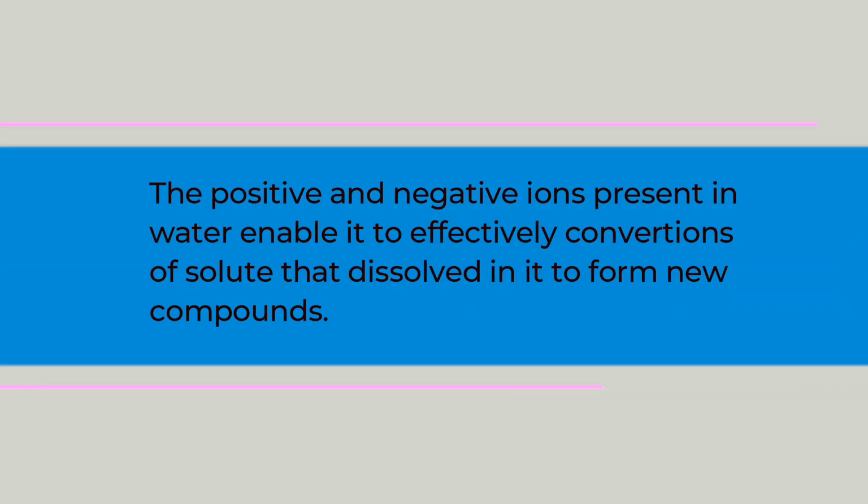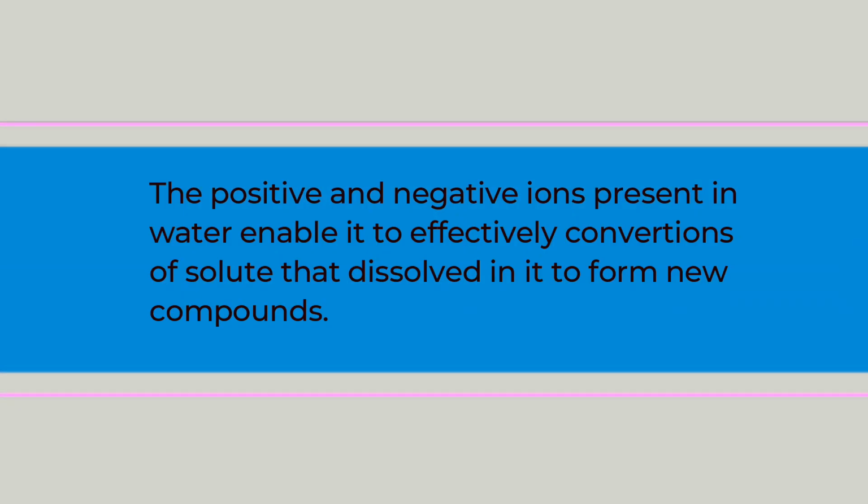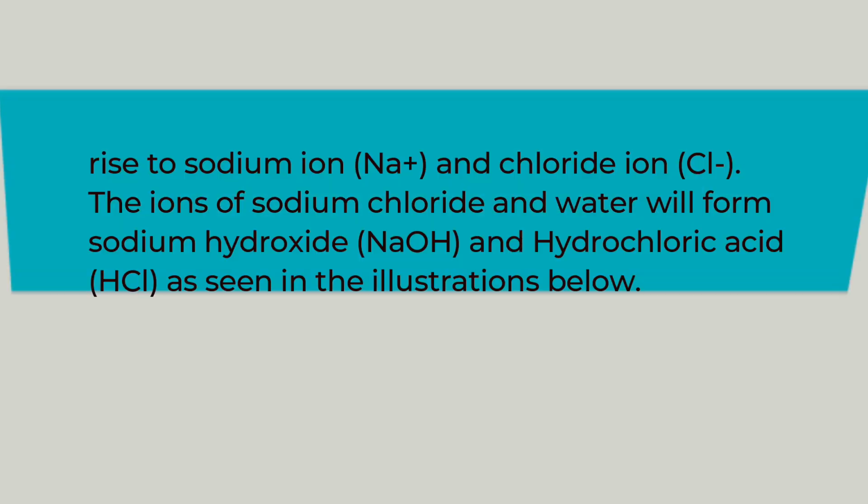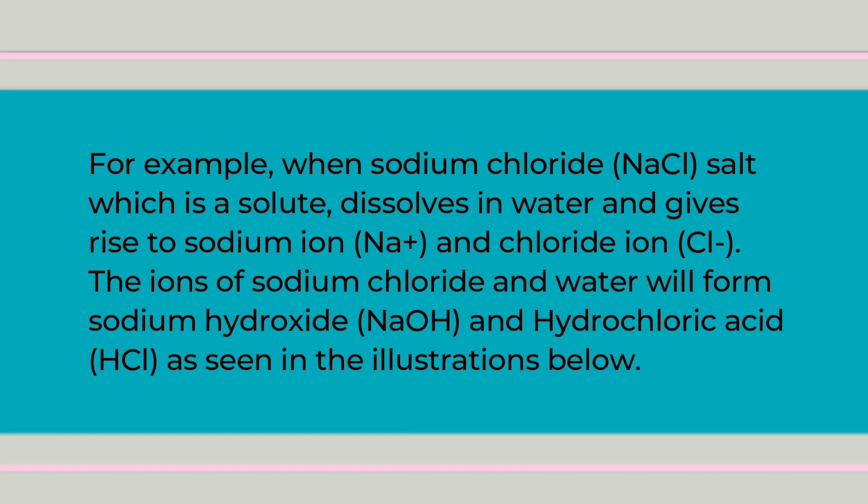The positive and negative ions present in water enable it to effectively convert ions of solutes that dissolve in it to form new compounds. For example, when sodium chloride salt, which is a solute, dissolves in water and gives rise to sodium ion, that is Na plus, and chloride ion, which is Cl minus, the ions of sodium chloride and water will form what we call sodium hydroxide and hydrochloric acid, as seen in the illustration below.